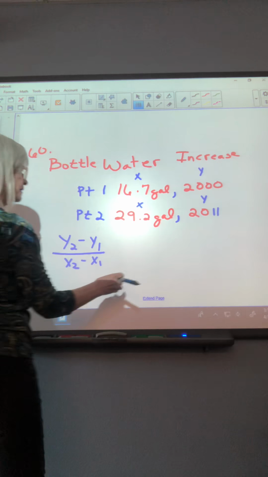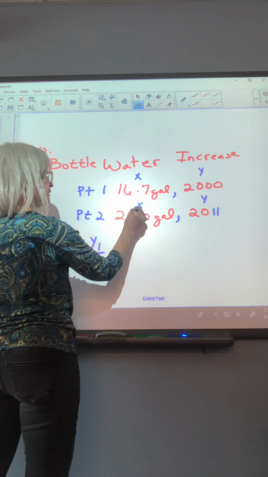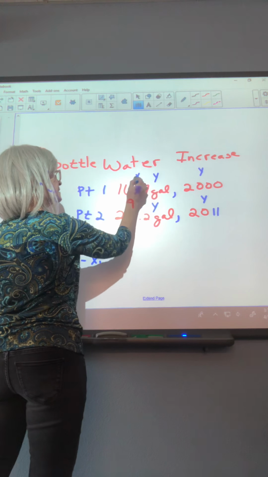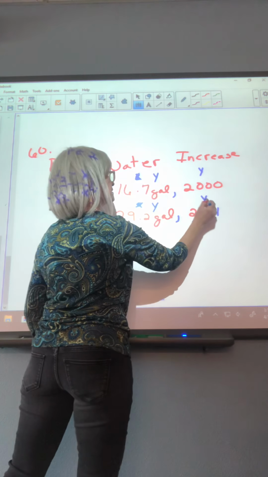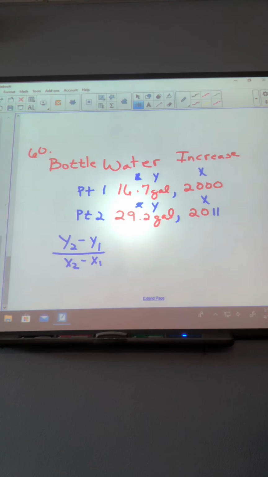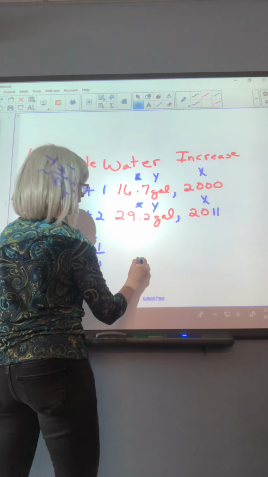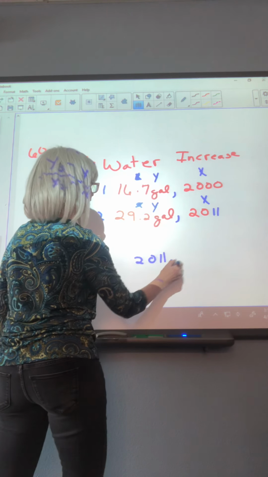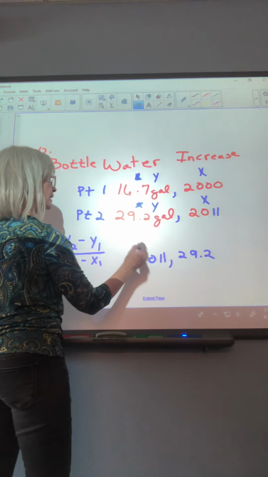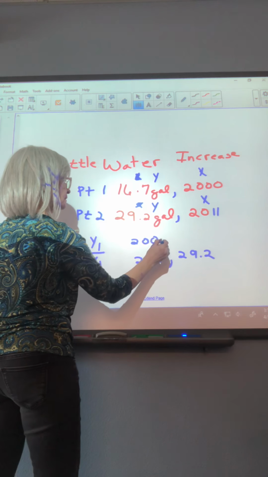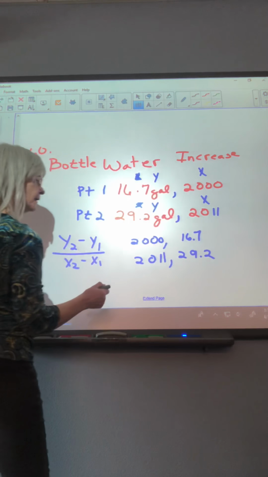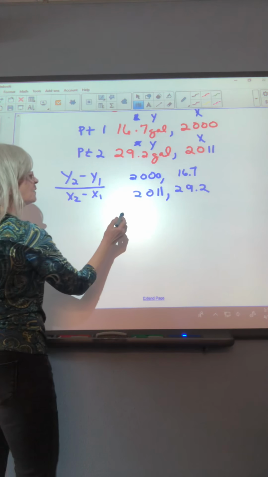Let's move that around. Let's make this the y's, even though that's not normally how we write this, and we're going to make the x's the years, because we're going to want a rate of change per year. And so we're going to have 2011, and then the 29.2, and then we'll have 2000, and we'll have the 16.7. Okay?